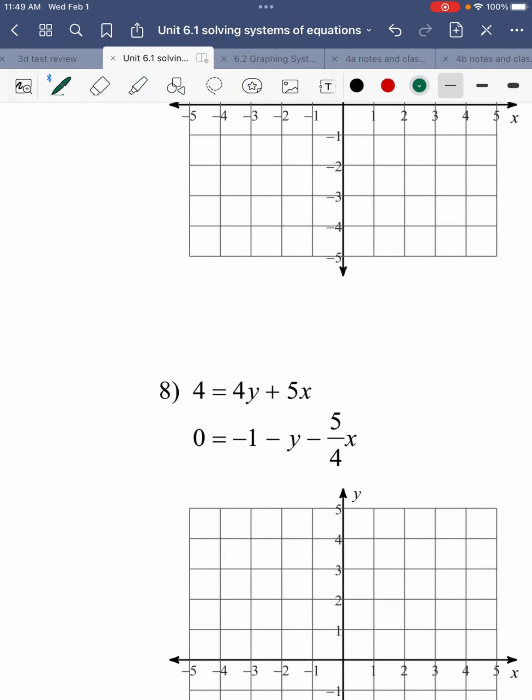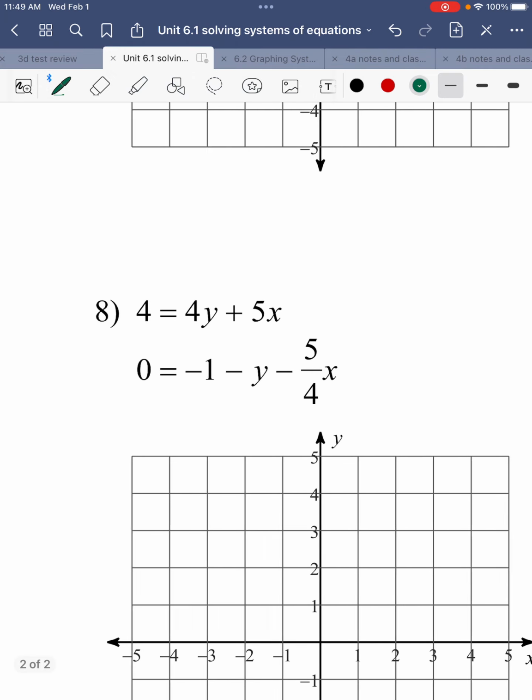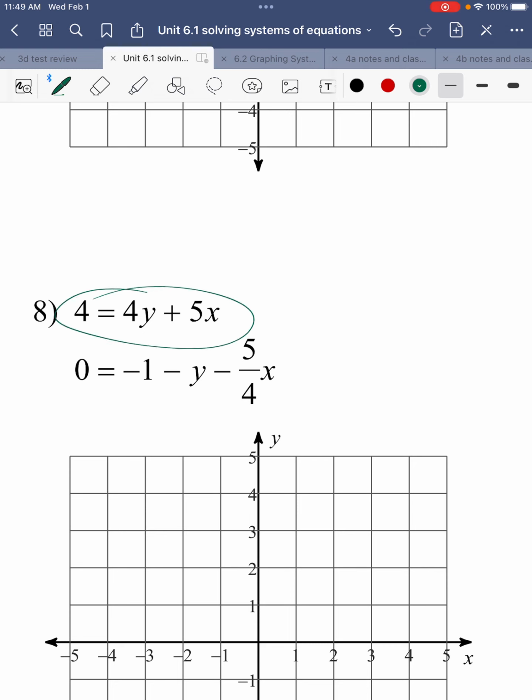All right, I am going to talk about number 8 now. Let's take a look at number 8. We got this top equation, which does not have y solved for. If you do not like the y on the right side of the equal sign, let's move it. Let's switch these around. So 4y plus 5x equals 4. And now let's get the y by itself. We have a term on the same side as the y, so that's the x term. We're going to subtract 5x because it's a positive 5x.